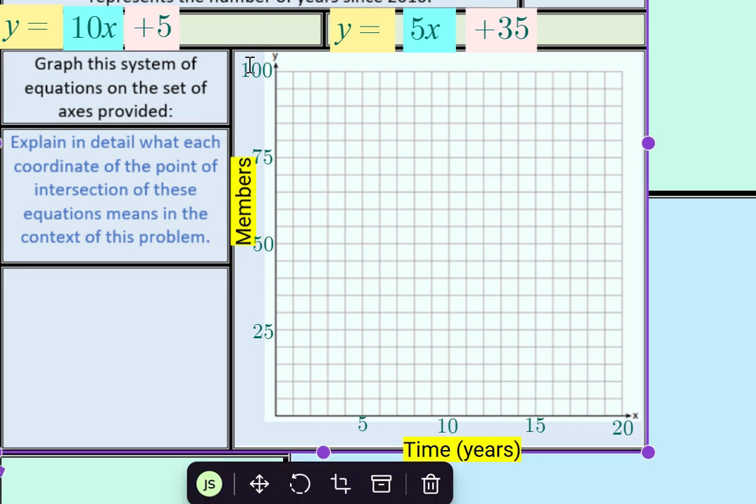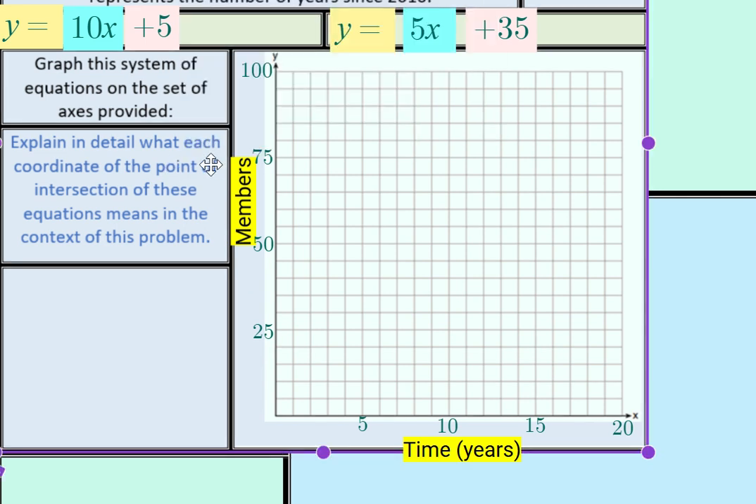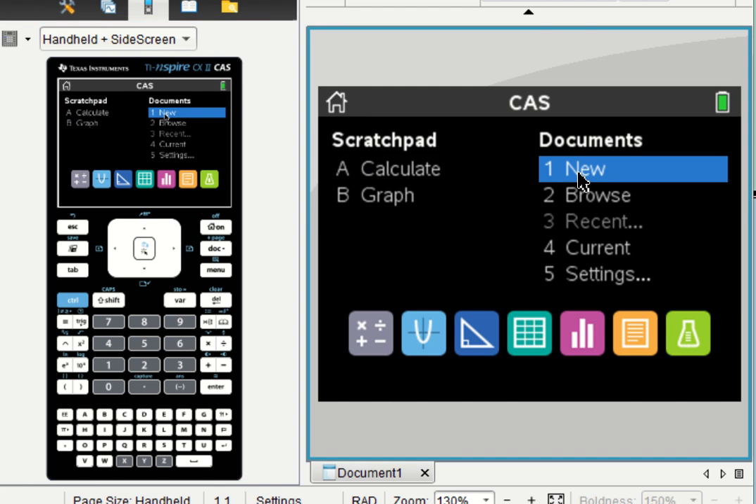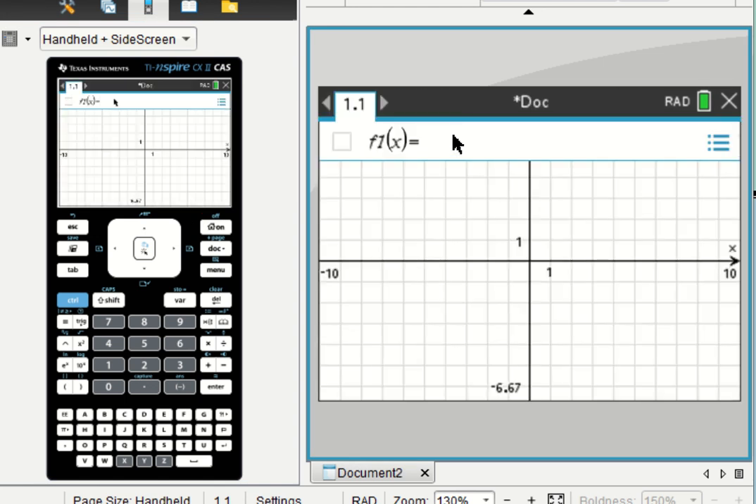Now, when we're talking about members, I started counting by 5s, and I labeled every 5 5s. So 5 times 5 is 25, 50, 75, and then up to 100. Now, I want to make my graphing calculator look exactly like this window. So, home screen, new document, say no to saving, and add a graph page.